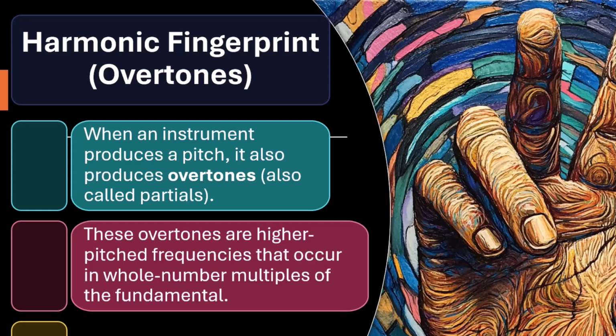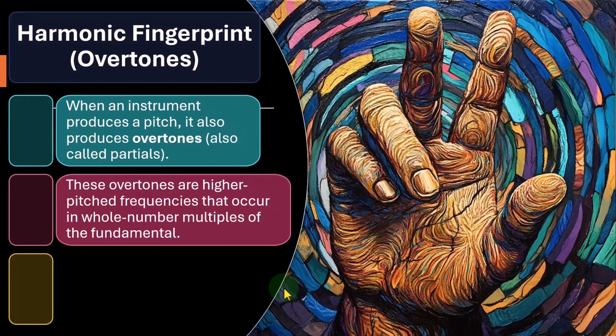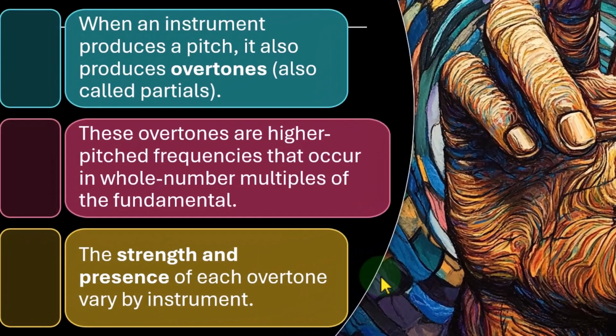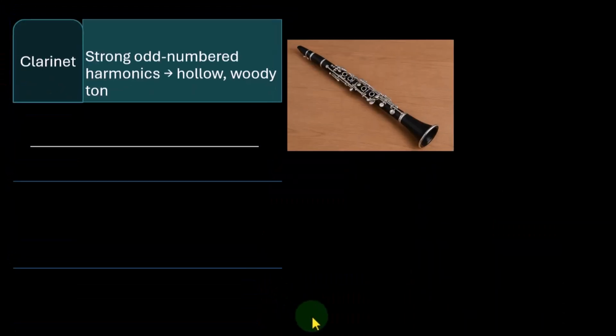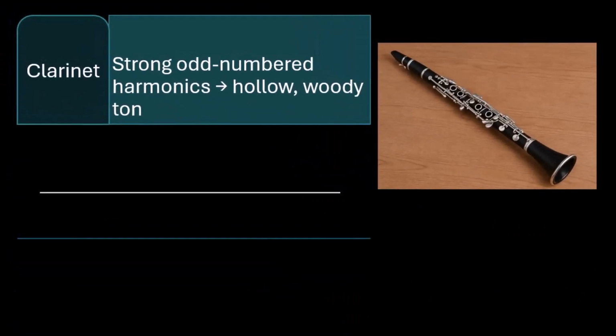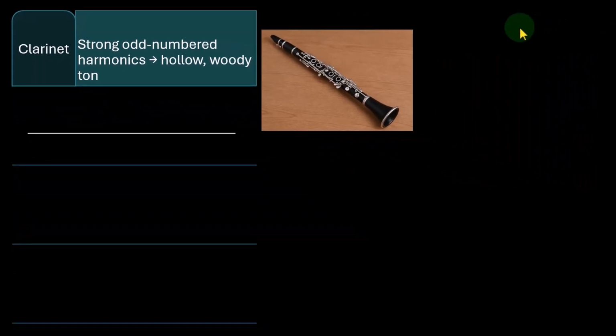So these overtones are higher pitch frequencies that occur in whole number multiples of the fundamental. The strength and presence of each overtone vary by instrument. So that's the thing that's going to distinguish them. Again, we're going to mainly get into the musical concepts and apply them to the instrument that we know best, that being the guitar. But just to get some idea of how these different colors work, and historically, how has this worked? What do we want to do?